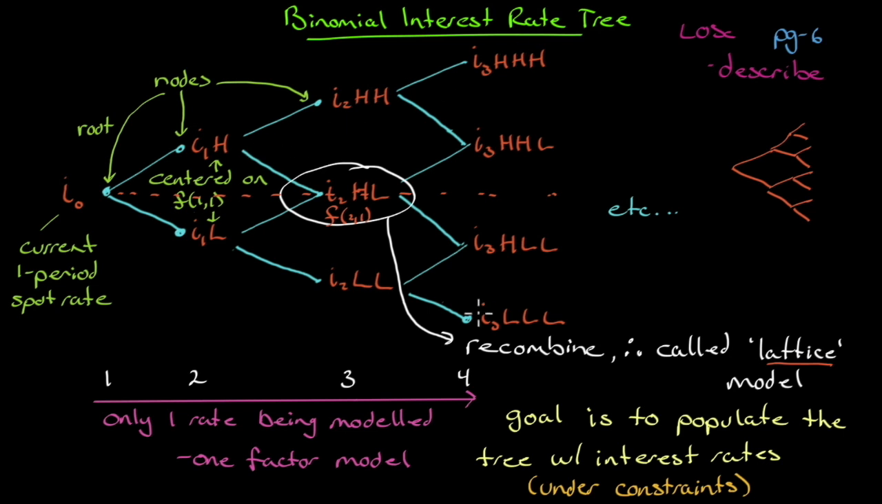As we move out, the variability in the rates increases. The spread between the highest, HHH, and the lowest, LLL, increases each time. We'll see what kind of relationship that looks like. And this is for a given level of volatility. At a higher level of volatility, these will be wider apart.